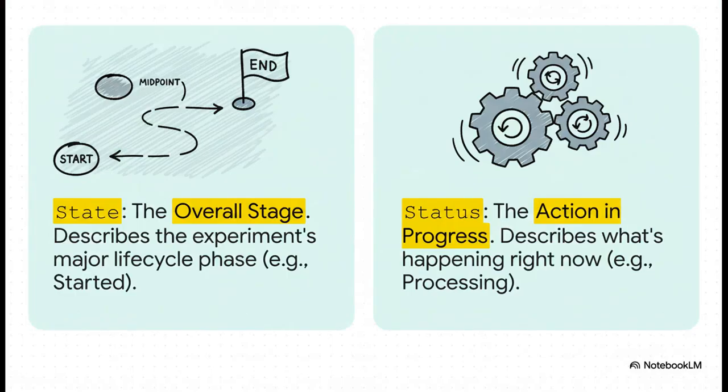Now here's a really subtle but super important distinction you need to get: the difference between state and status. Think of it like this. State is the big picture. Is the test running or is it over? But status tells you what the system is doing this very second. Is it processing results? Is it active? Maybe it's deleting all data. It's like the real-time heartbeat of the experiment.